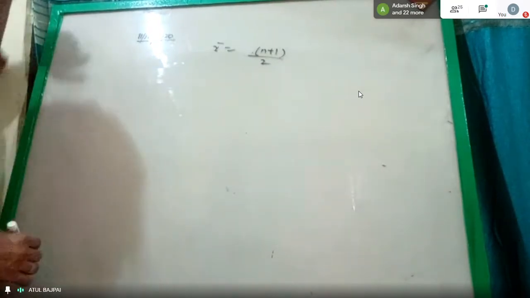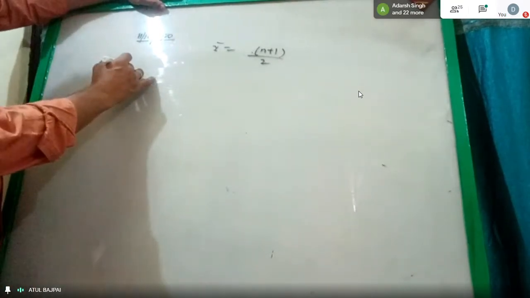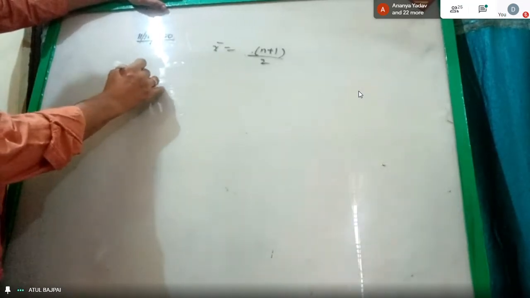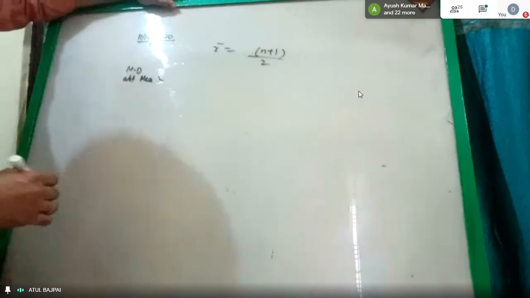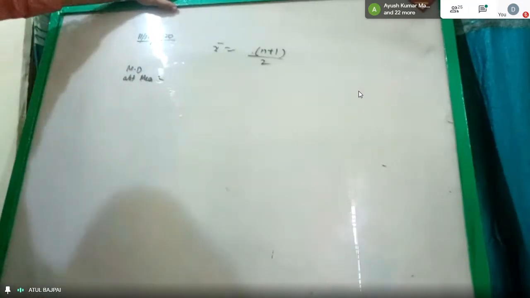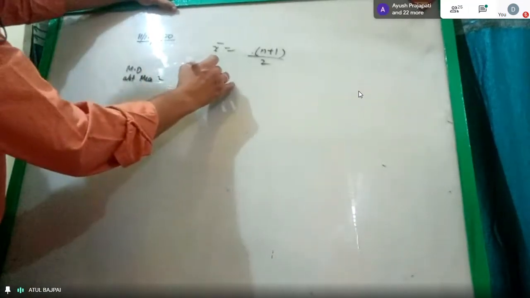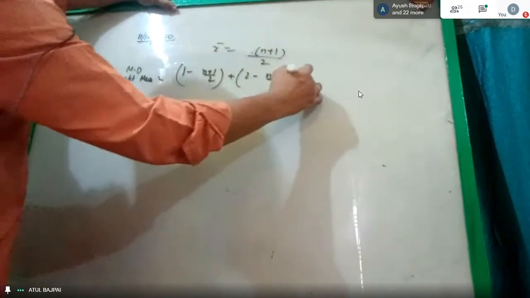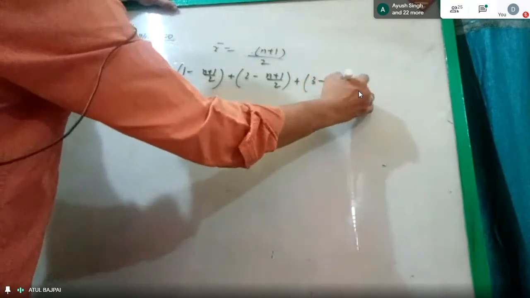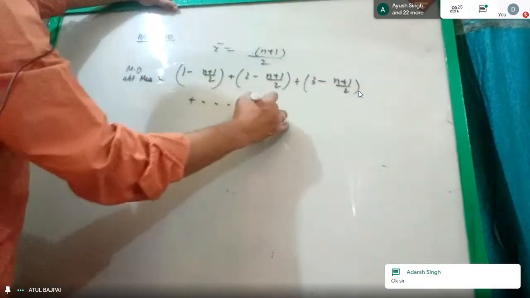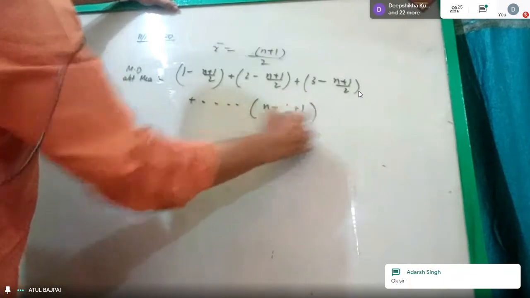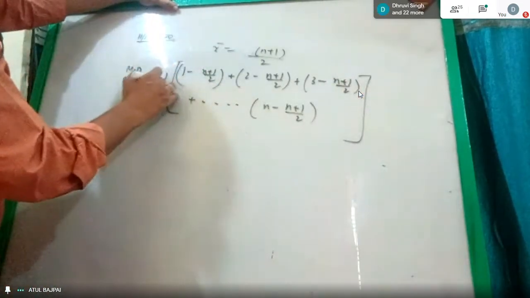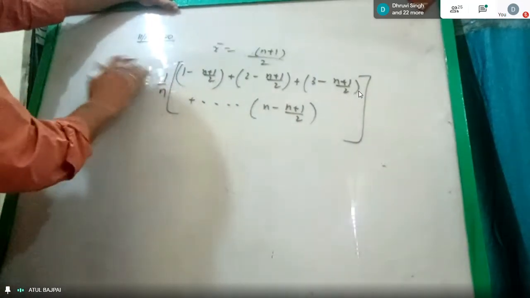Now we have to find deviation. Yes or no? MD about mean. So what is MD about mean? First is 1 minus n plus 1 upon 2, plus 2 minus n plus 1 upon 2, plus 3 minus n plus 1 upon 2, plus dot dot dot, n minus n plus 1 upon 2, whole divided by n. So can we write 1 by n over here?